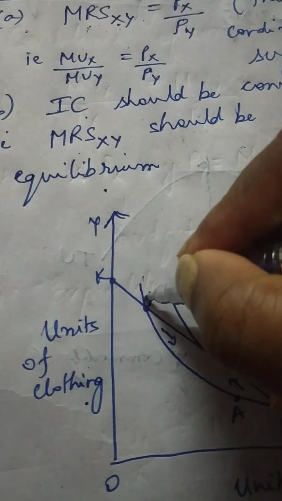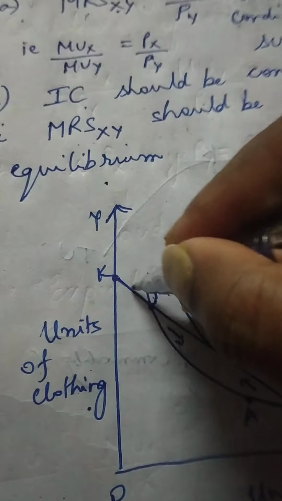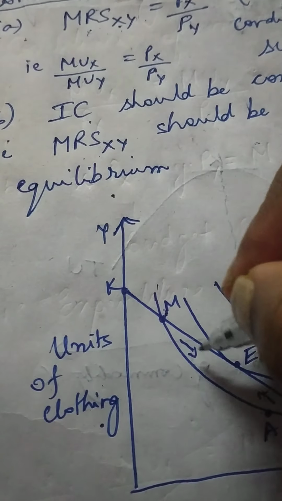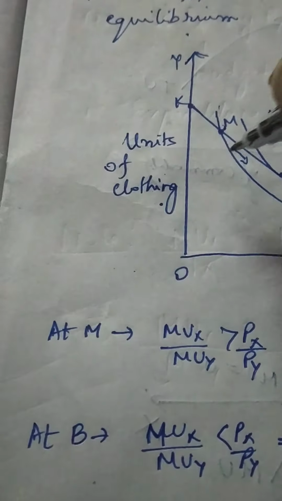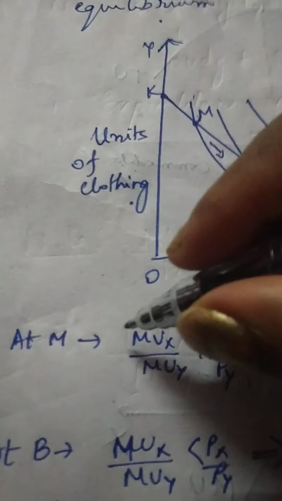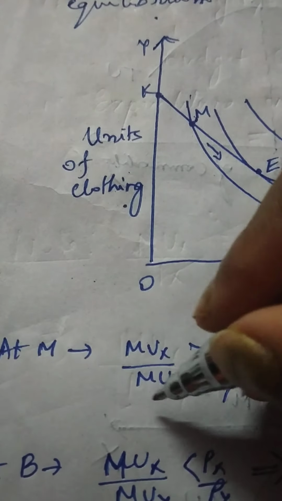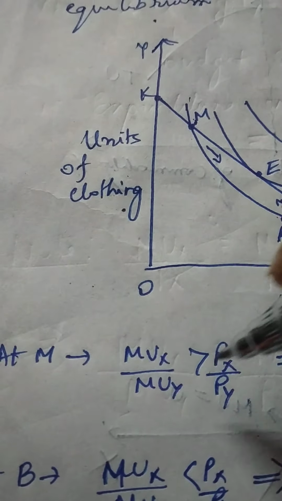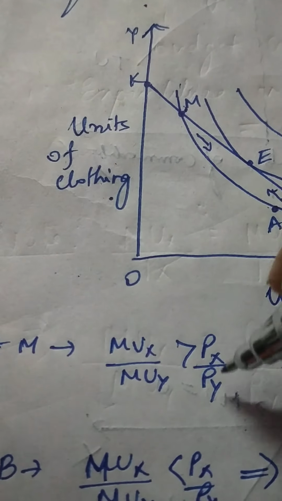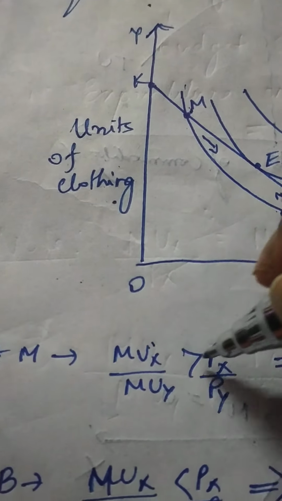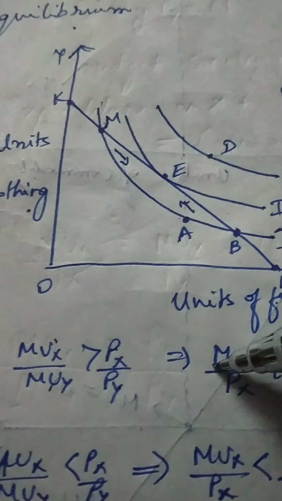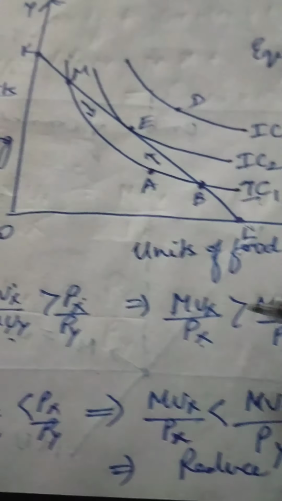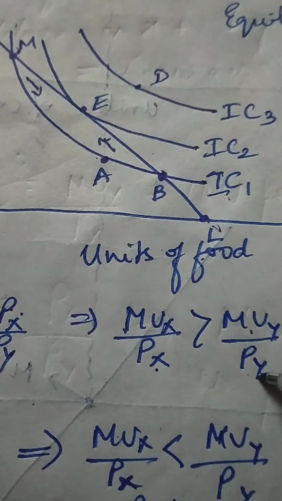At point M, can you see the IC is steeper than the budget line? So the slope of the IC is greater than the slope of the budget line. So at M, what is the slope of the indifference curve? MRS XY, that is MUX by MUY, is greater than the slope of the budget line PX by PY. From here, I bring this down. I can write MUX by PX greater than MUY by PY.